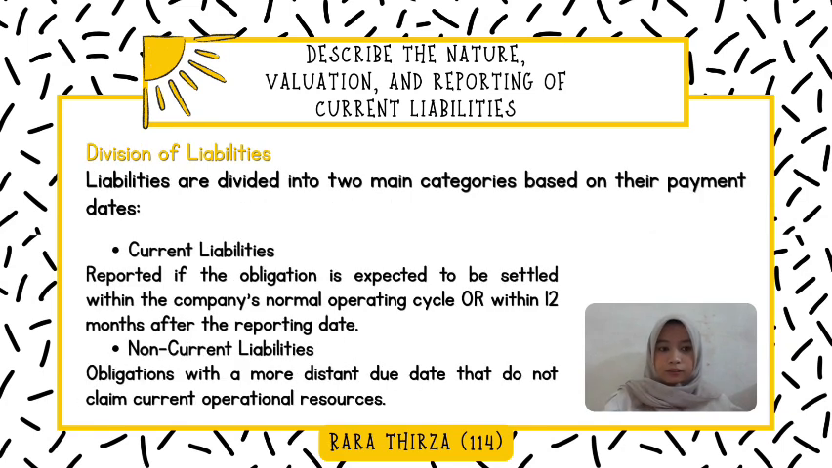Okay, now to the next slide. We are going to discuss the division of liabilities. Liabilities are divided into two main categories based on their payment dates. The first category is current liabilities. Current liabilities are reported if the obligation is expected to be settled within the company's normal operating cycle or within 12 months after the reporting date. The second category is non-current liabilities. These are obligations with a more distant date that do not claim current operational resources.